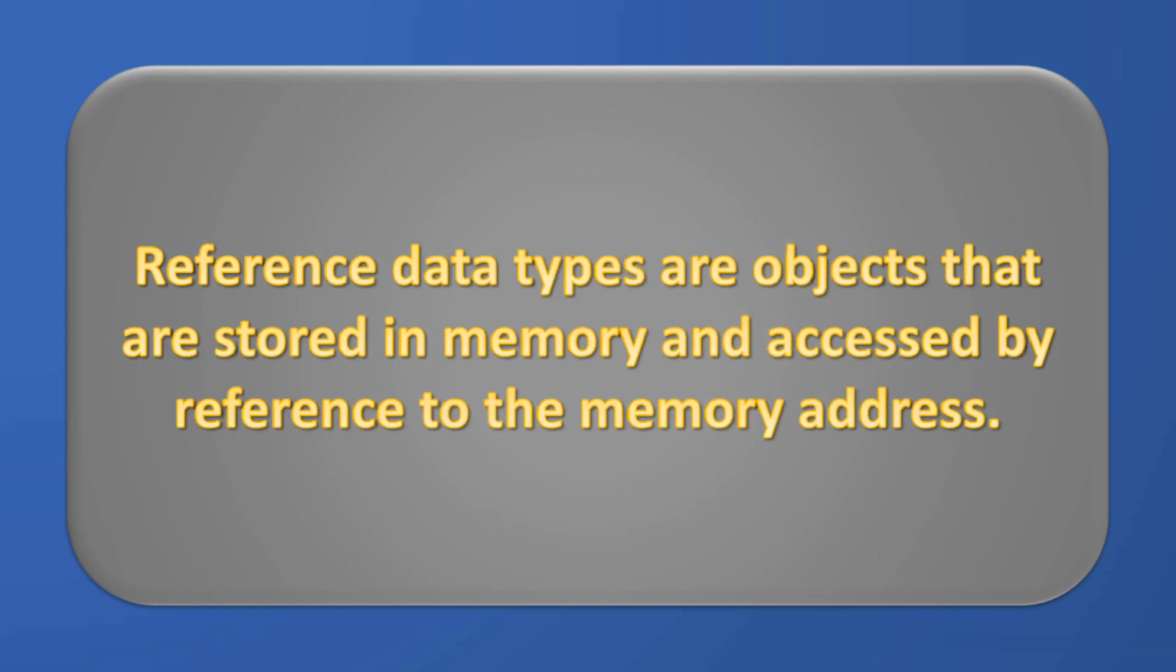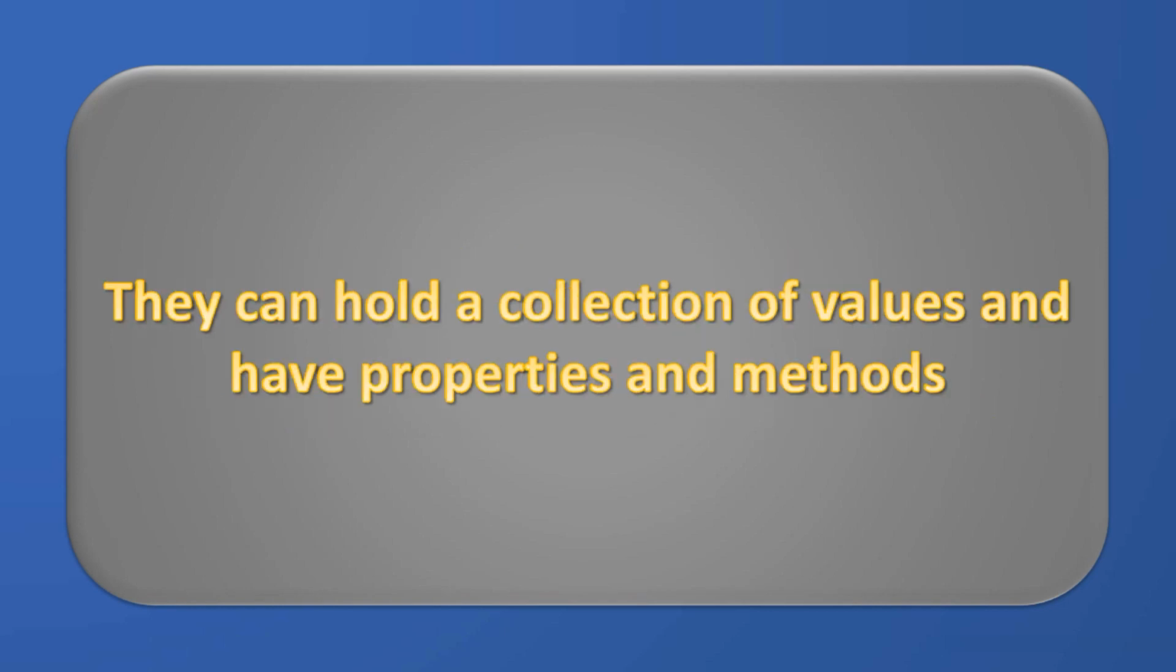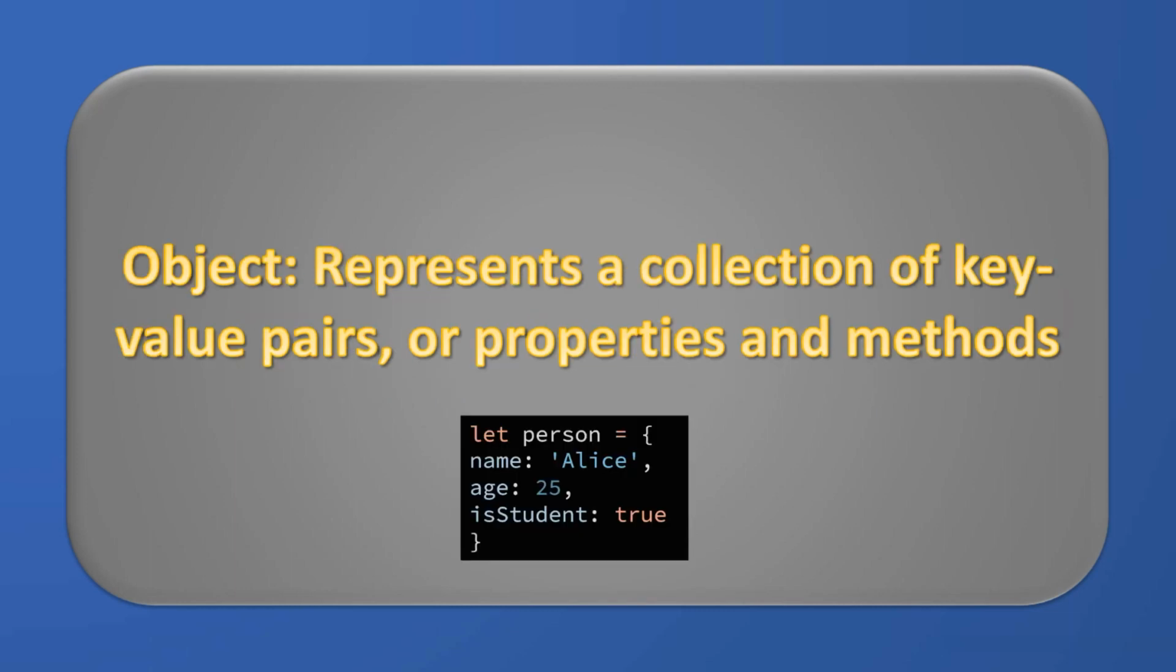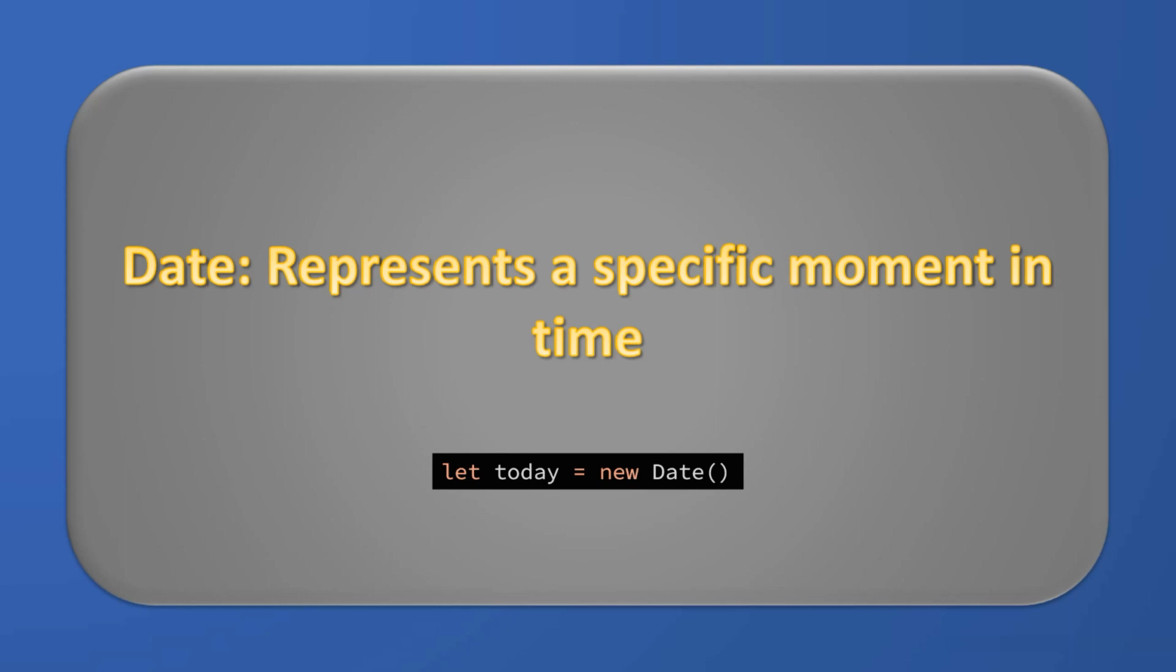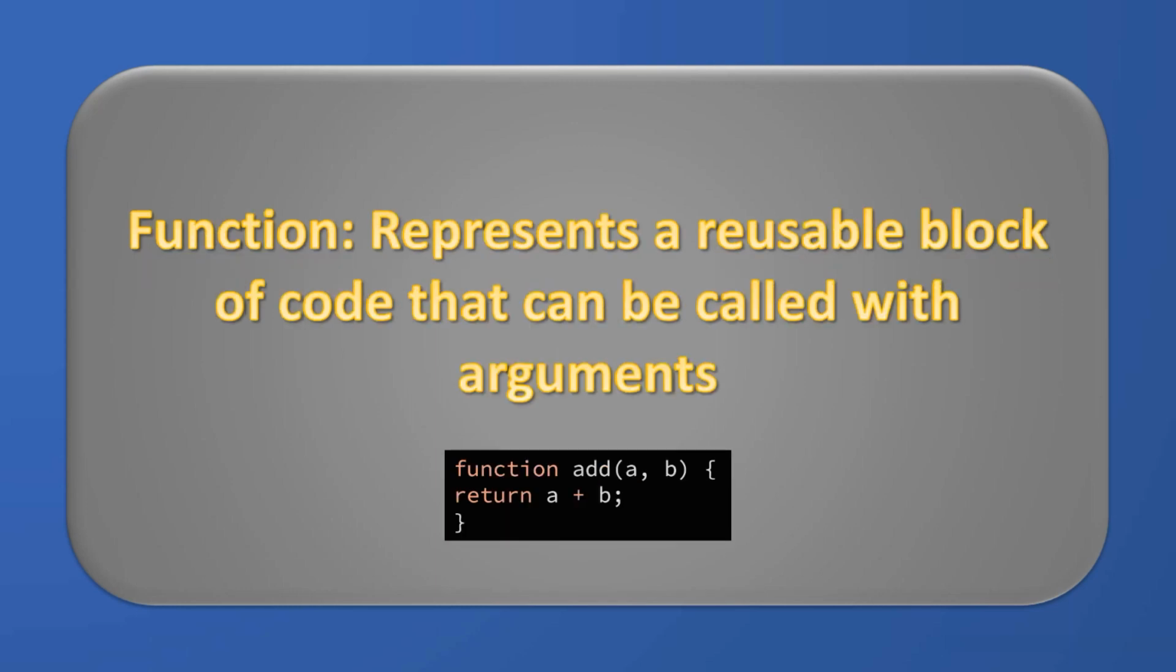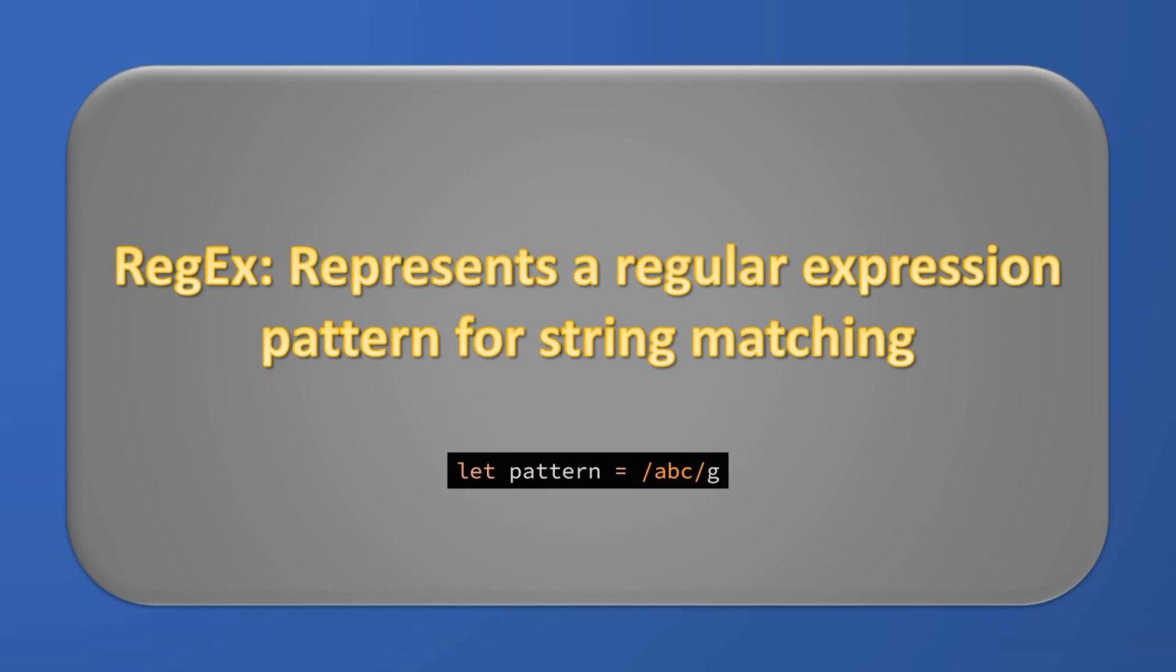Reference data types are objects that are stored in memory and accessed by reference to the memory address. They can hold a collection of values and have properties and methods. Object represents a collection of key-value pairs or properties and methods. Array represents an ordered list of elements accessed by index. And date represents a specific moment in time. Function represents a reusable block of code that can be called with arguments. Regex represents a regular expression pattern for string matching.